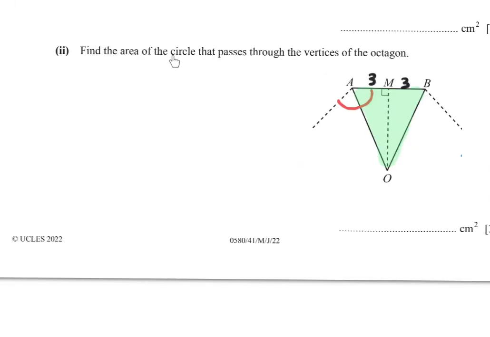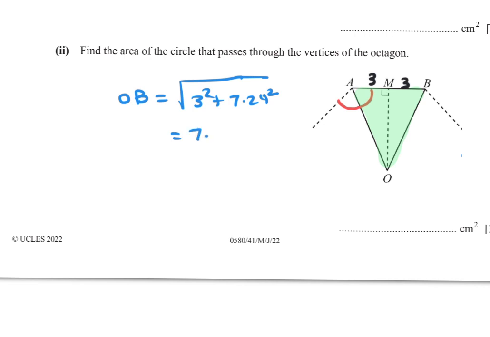Part two: find the area of the circle that passes through the vertices of the octagon. This circle has radius OP or OA. To find the radius, we have MB equal to 3 and OM equal to 7.24. So from Pythagoras we can find the radius of this circle, OB or OA: the square root of 3 squared plus the height, which is 7.24 squared. So use the Pythagoras theorem, 3 squared plus 7.24 squared, then square root the answer to find the radius of the circle.